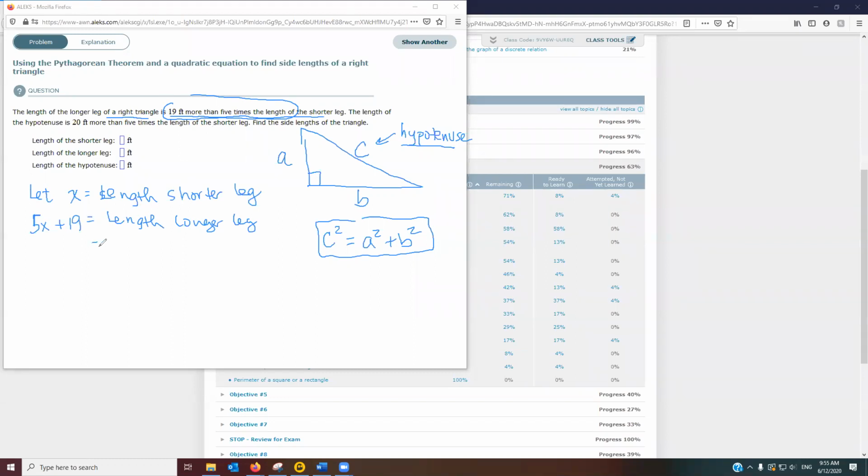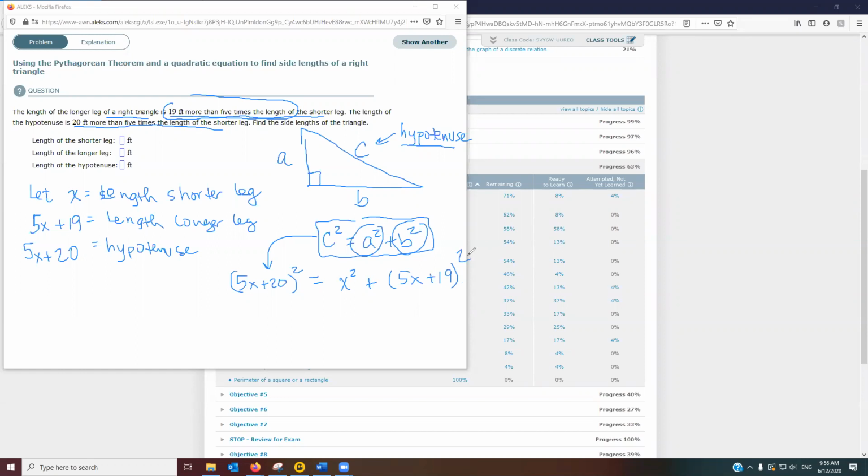All right, let me go to the hypotenuse. They say the hypotenuse is 20 more than 5 times the length of the shorter leg. So I'm going to write that as 5x plus 20. Now I'm going to plug into Pythagorean theorem. In place of C, I'm going to put 5x plus 20. That quantity is squared. A is one leg. We call that x. B was the other leg. We call that 5x plus 19.